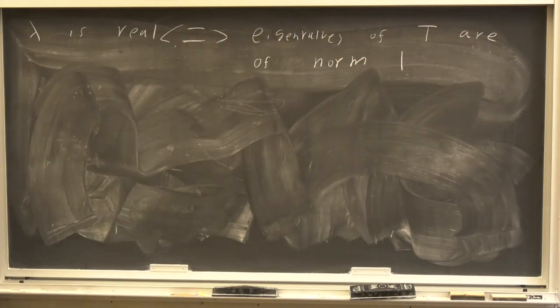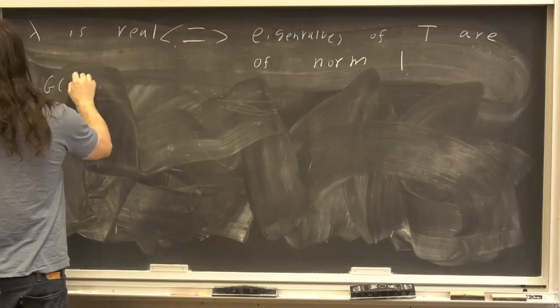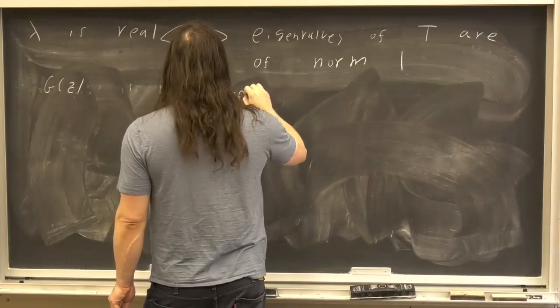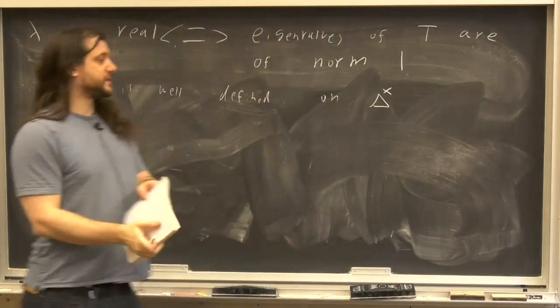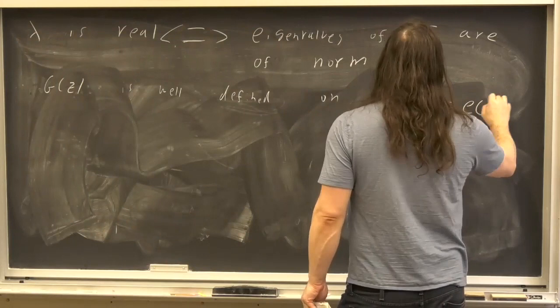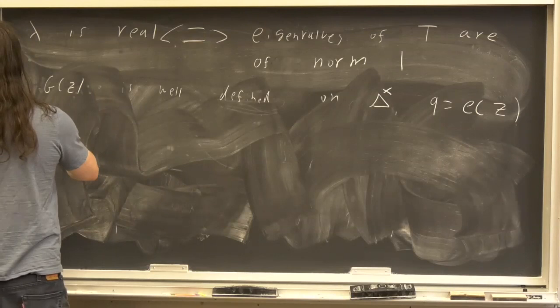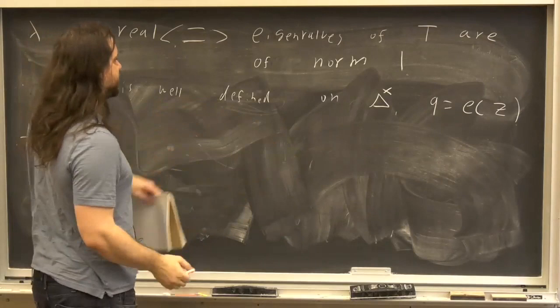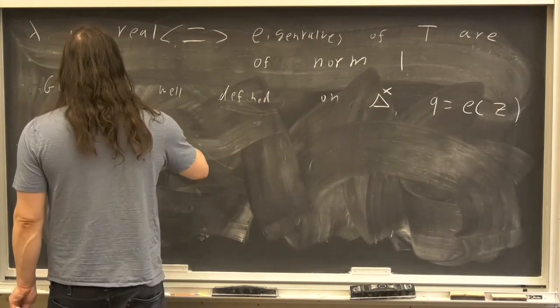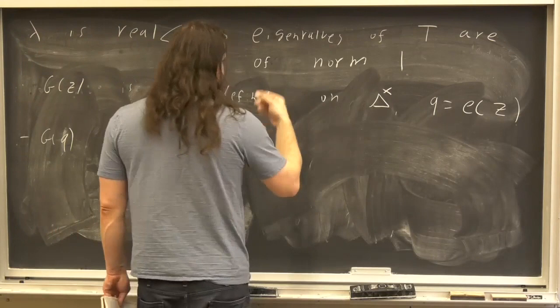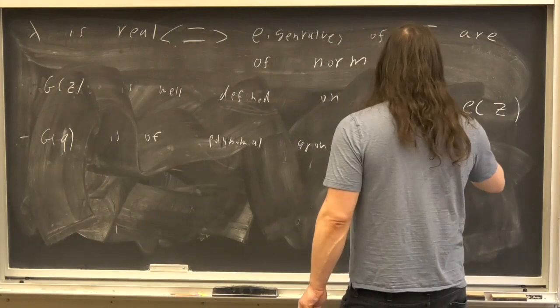Okay, now let's look at our function g of z. Now, g of z is well-defined on delta star. Let q be e of z, the coordinate on our delta star. Moreover, let's call it g of q now. It's a well-defined function on delta star. g of q is holomorphic on delta star, and it's also of polynomial growth, polynomial in 1 over q, as q approaches 0.